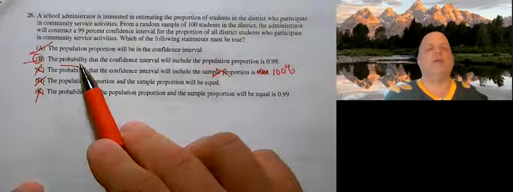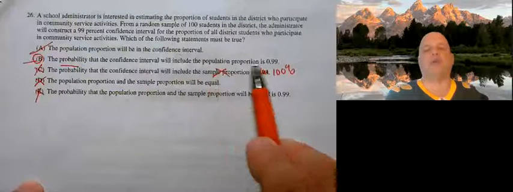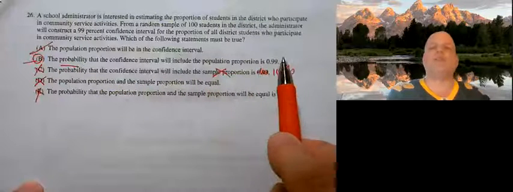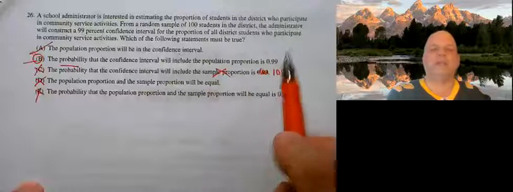This should have said, we are 99% confident that the interval will include the population proportion. This is the only time I've ever seen this, and this violates what. So don't like this problem, but it is what it is.